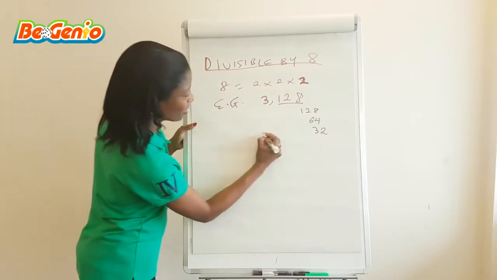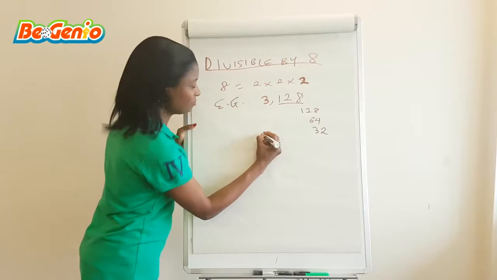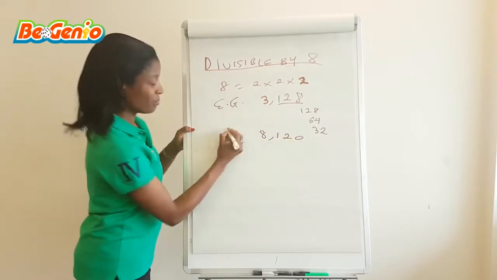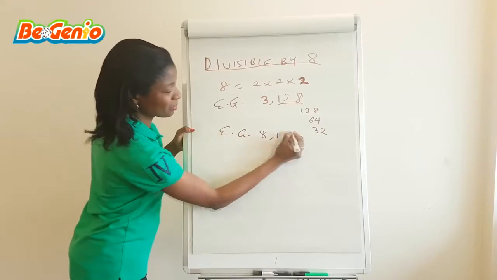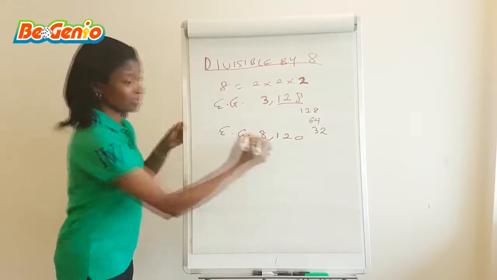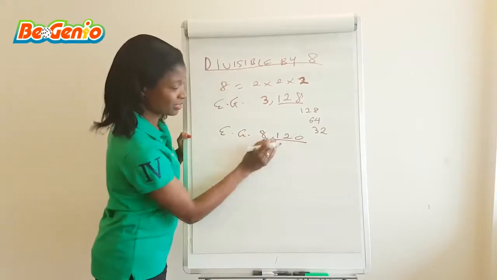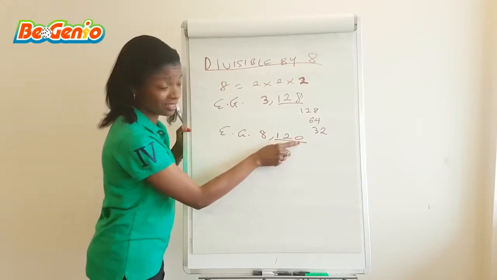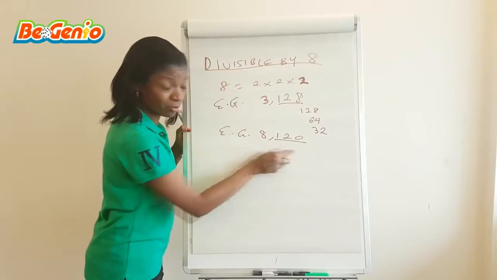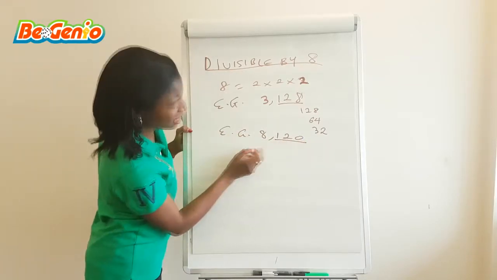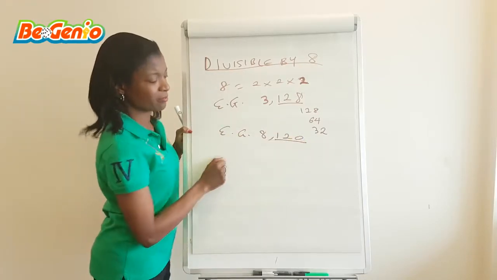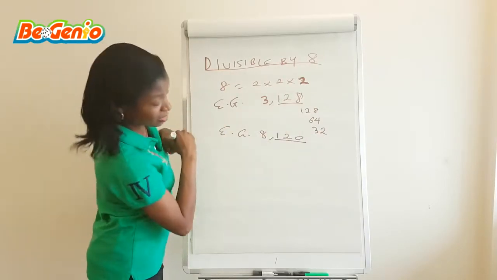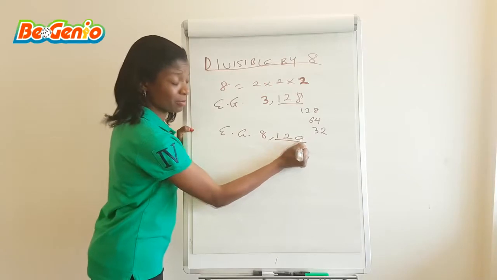Right, let's do one more. Is 8,120 divisible by 8? Another way to do it is, first of all, look at the last 3 digits, 120. You want to tell whether or not 120 is divisible by 8. Then you'd know whether or not the whole number is divisible by 8. Well, 120, I can straight away say this is divisible by 4 and by 2.